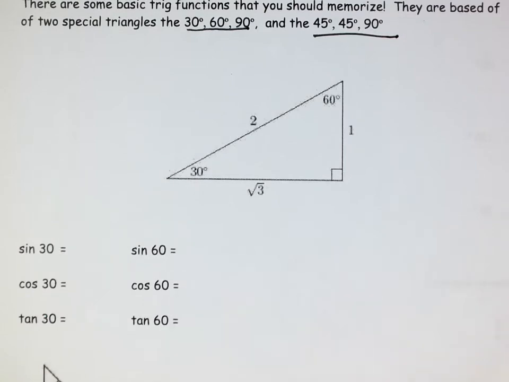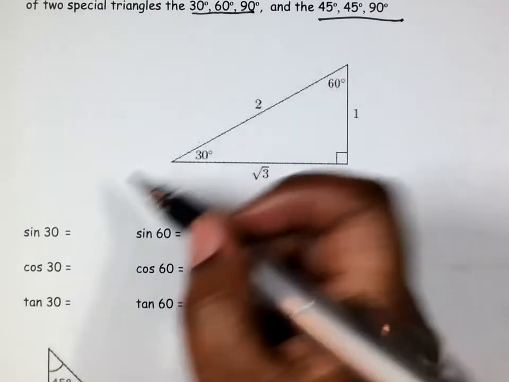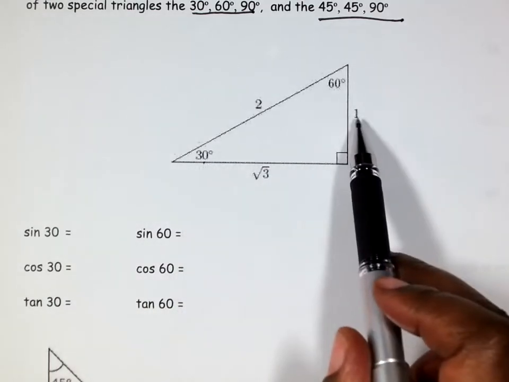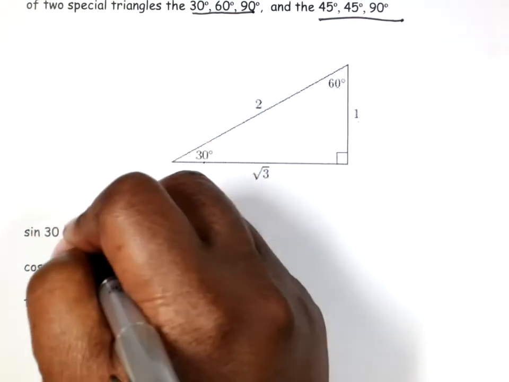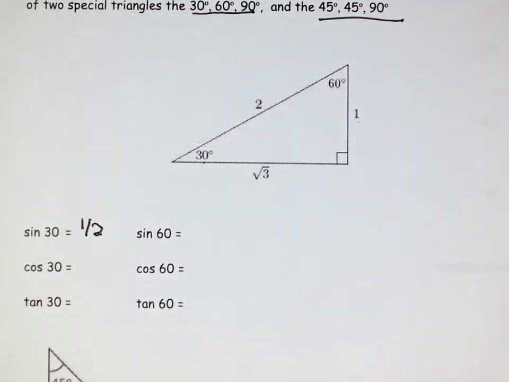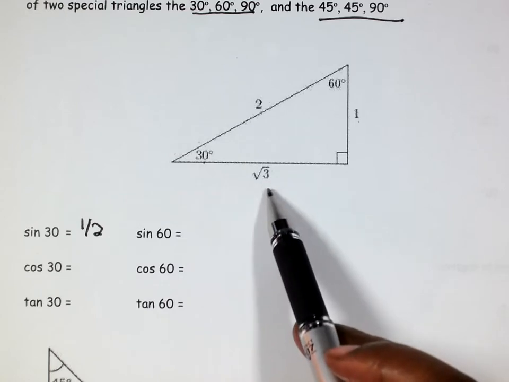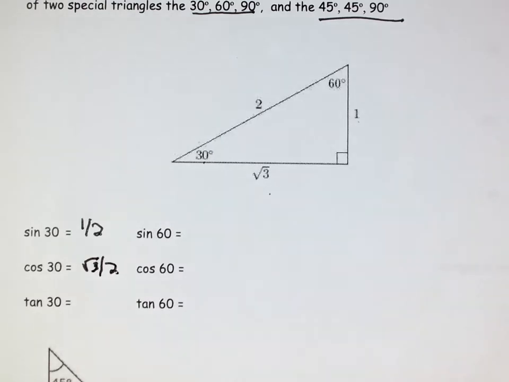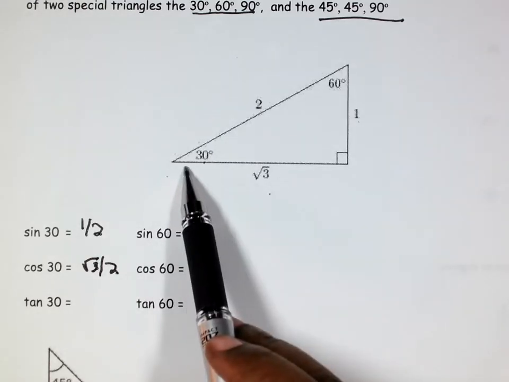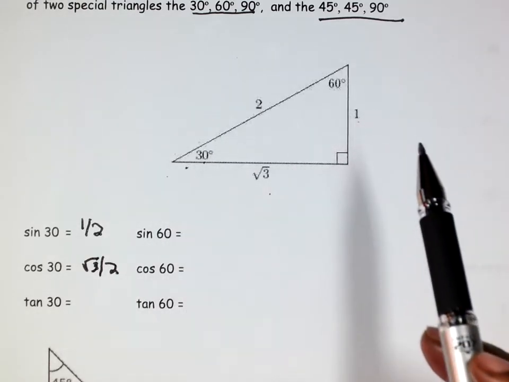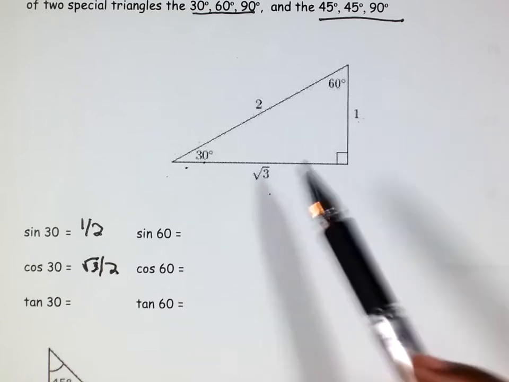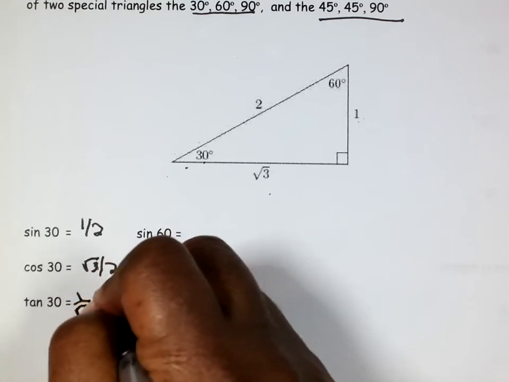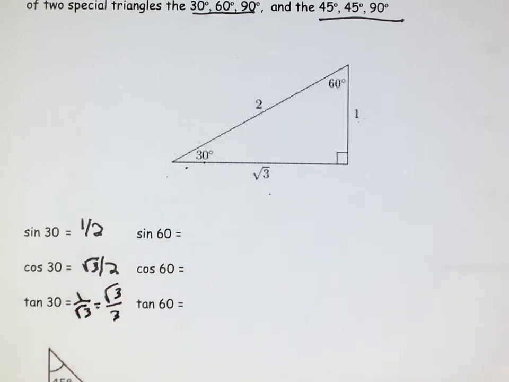So I have a 30, 60, 90 sketched out for you, and we want to know the sine of 30 degrees. So here's my 30-degree angle, and we know sine is opposite over hypotenuse. So that's 1/2. Cosine 30 is adjacent over hypotenuse. So that's the square root of 3 over 2. And tangent of 30 is opposite over adjacent. So 1 over the square root of 3. And if you rationalize that, it's the square root of 3 over 3.